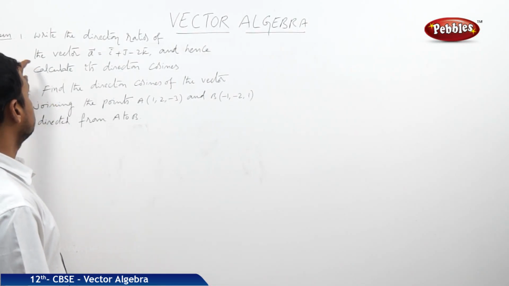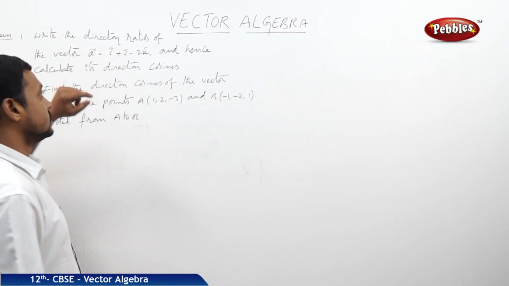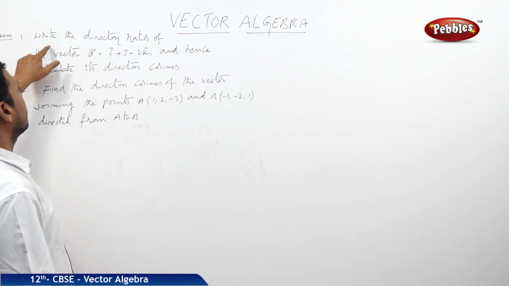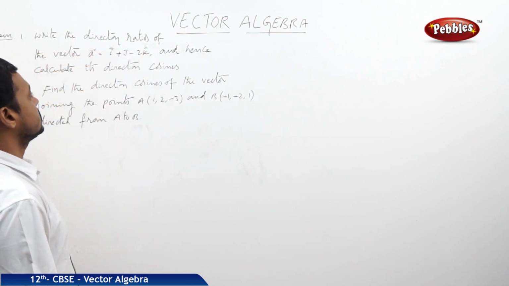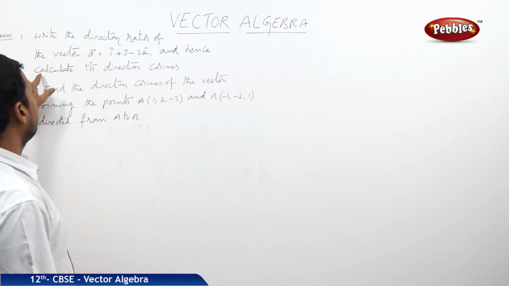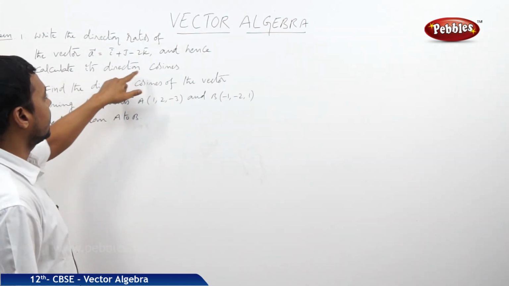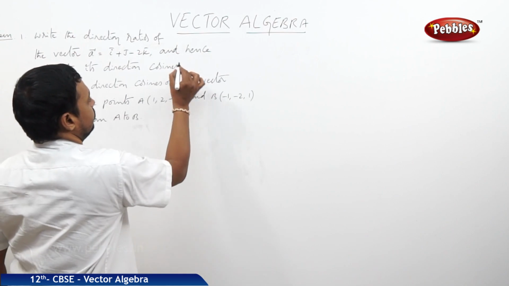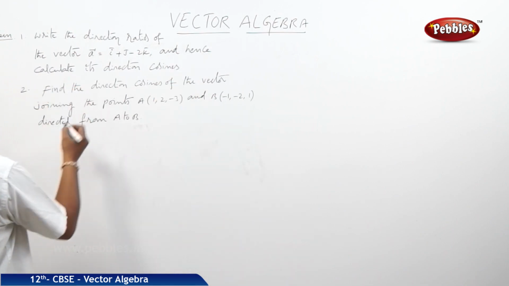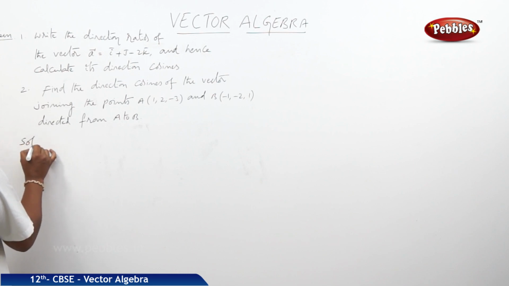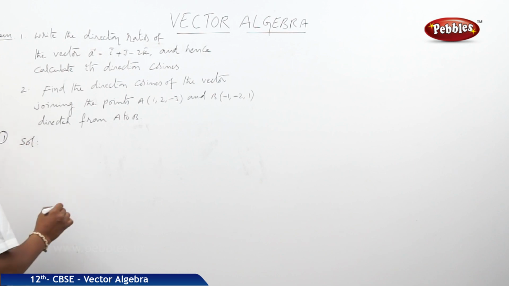Now let us see some problems on these concepts. First one, write the direction ratios of the vector a bar is equal to i plus j minus 2k and hence calculate its direction cosines. And the second one. Now let us see the solution to the first question.